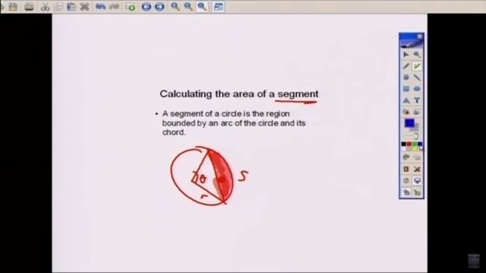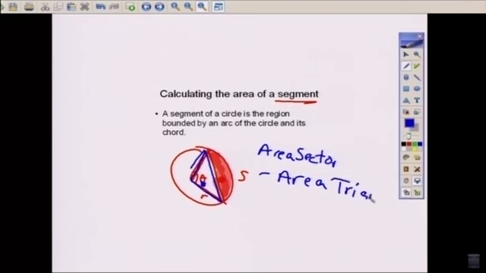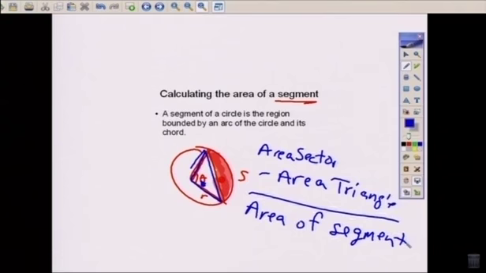Well, let's take a moment and think about how these two concepts relate to what we already know. Here is a triangle. If we were to take the area of the sector and subtract the area of the triangle, then that would yield the area of the segment. So again, all pieces you're familiar with. You know how to find the area of the sector, you know how to find the area of the triangle, you know how to subtract. Those are the computations we are going to use in order to calculate the area of a segment.